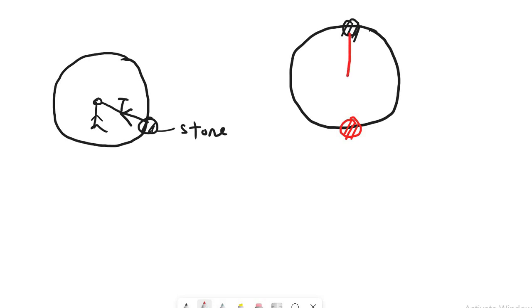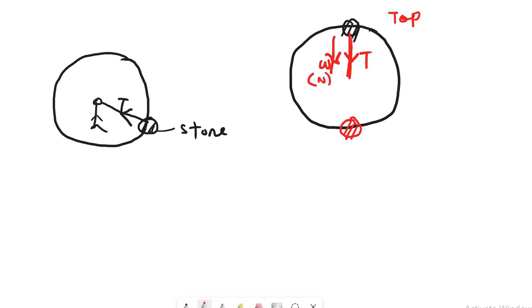Let me talk about the top now. There's a tension attached to the stone toward the center. At the same time, the weight of the stone is acting downward. Remember that the essence of this is to make sure the stone is moving toward the center. So we have two forces now.